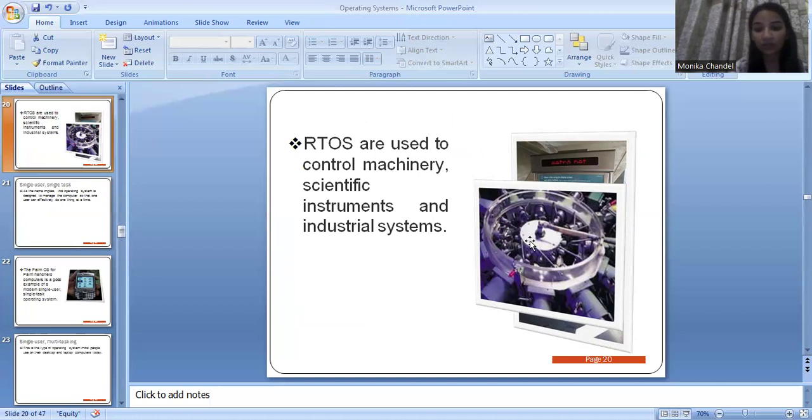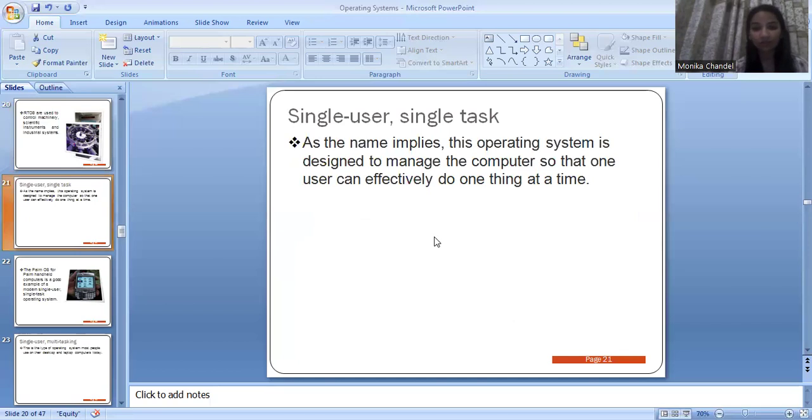So here is some examples. RTOs are used to control machinery, scientific instruments, and industrial systems. So we can say that in our mobiles the real-time operating system is used, because every work that we give to the mobile is done at a present time.